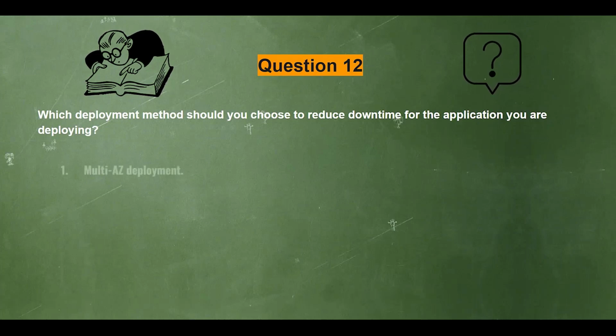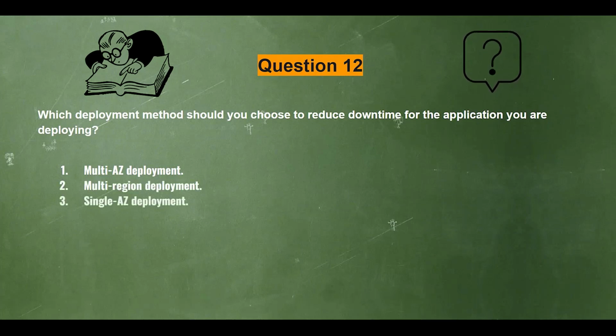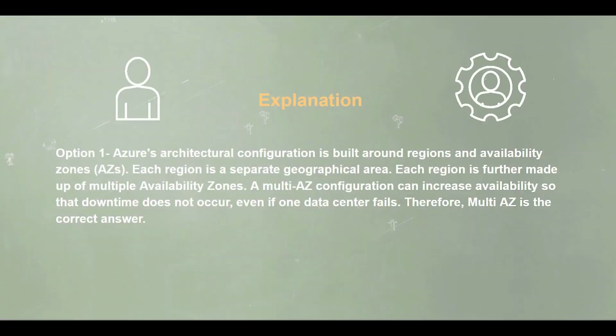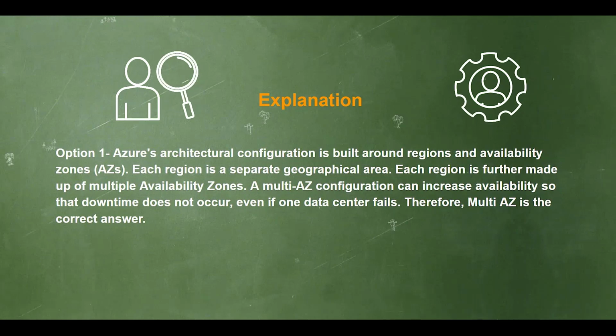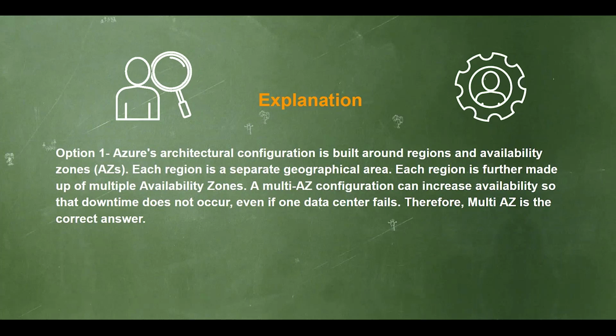And the options are: Option 1, multi-AZ deployment. Option 2, multi-region deployment. Option 3, single AZ deployment. Option 4, multi-subnet deployment. And the correct answer is Option 1. Explanation. Option 1, Azure's architectural configuration is built around regions and availability zones. Each region is a separate geographical area. Each region is further made up of multiple availability zones. A multi-AZ configuration can increase availability so that downtime does not occur, even if one data center fails. Therefore, multi-AZ is the correct answer.